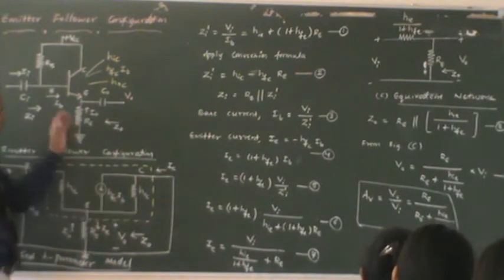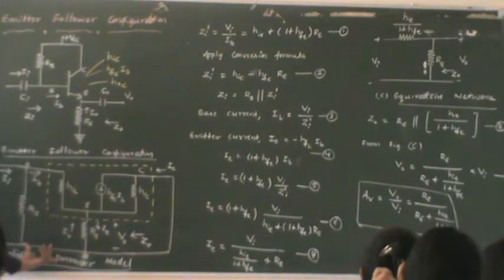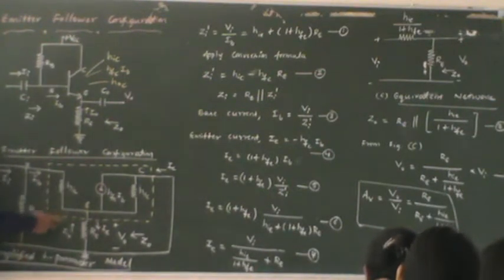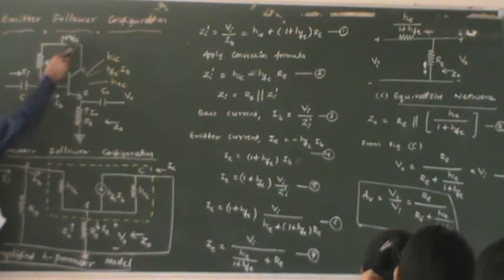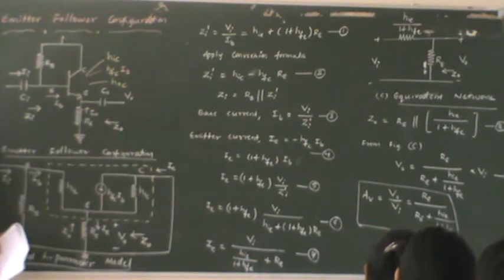For the rest, you can add the elements to this H parameter equivalent model. For writing this model, the DC voltage sources must be grounded. So I will just ground them to write this model.